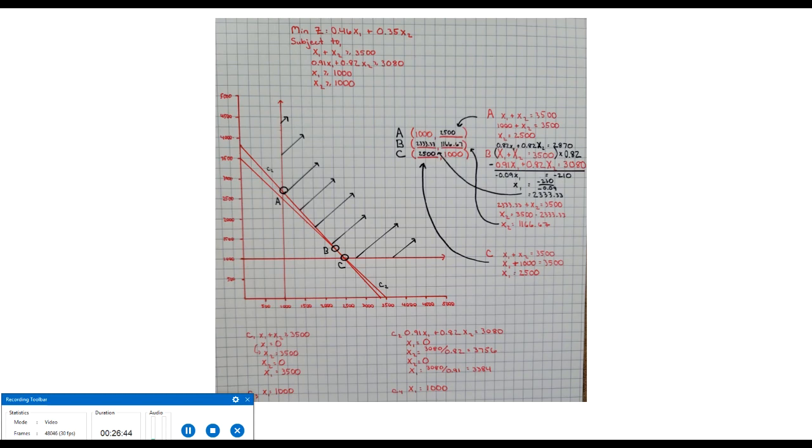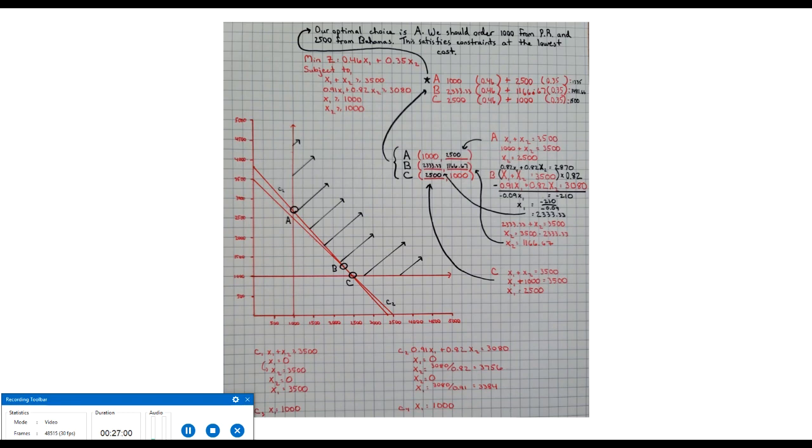We don't know yet, though, which one minimizes costs. To find out which one minimizes costs, we have to go one step further. We have to multiply A, B, and C by our objective function. And that's what I've done here. A is 1,000 times 0.46 plus 2,500 times 0.35. B, 2,333.33 times 0.46 plus 1,166.67 times 0.35. And C, 2,500 times 0.46 plus 1,000 times 0.35. And we get our cost if each of these ordering choices are made.